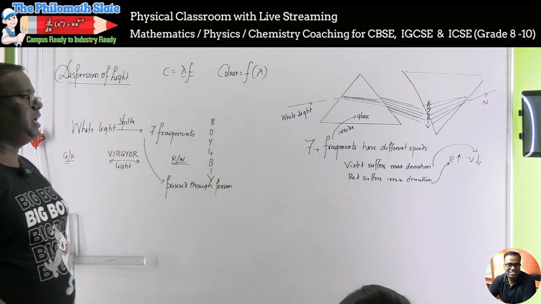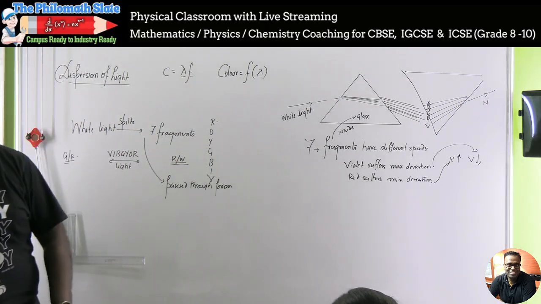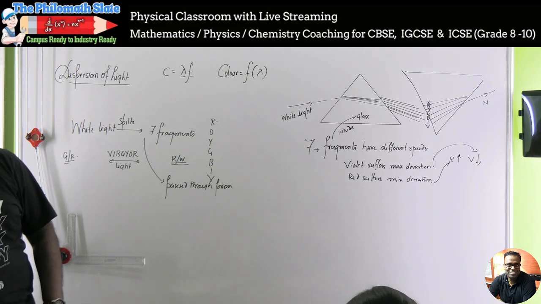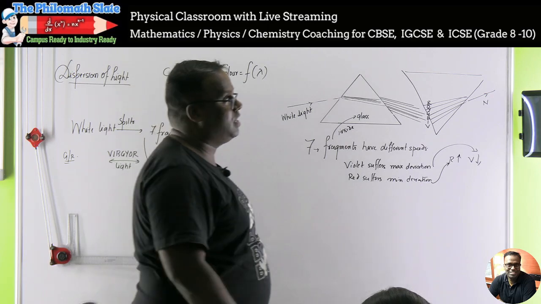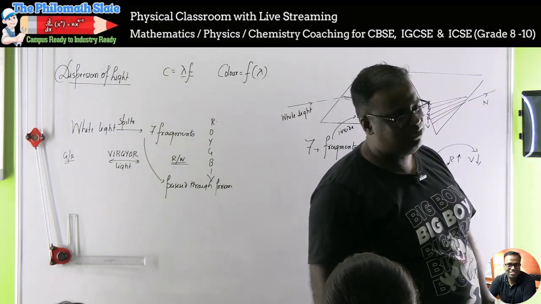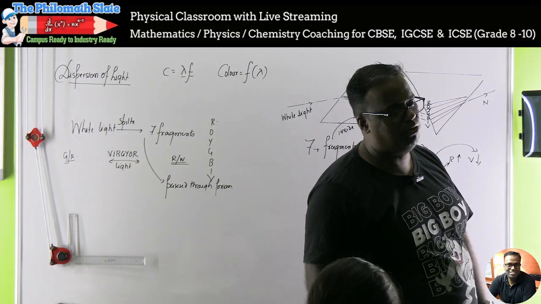इस डिस्पर्शन का एक एप्लीकेशन रहता है, रेनबो। पढ़ लें क्या अगले क्लास? Next class? Okay, next class. So next class you have to do rainbow, then why is the sky blue, early sunrise. Okay, but it's better to do next class, then we'll be able to finish the chapter.